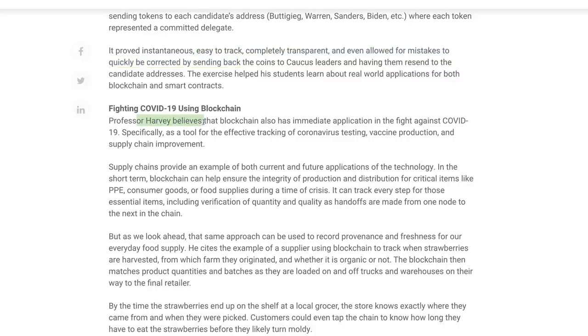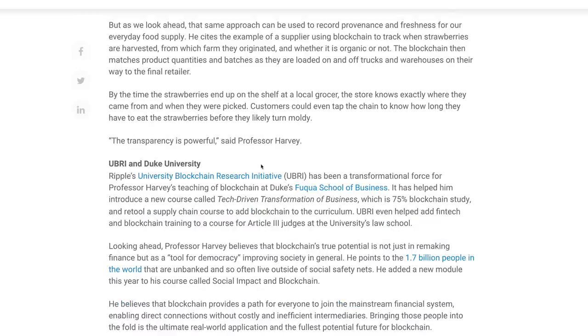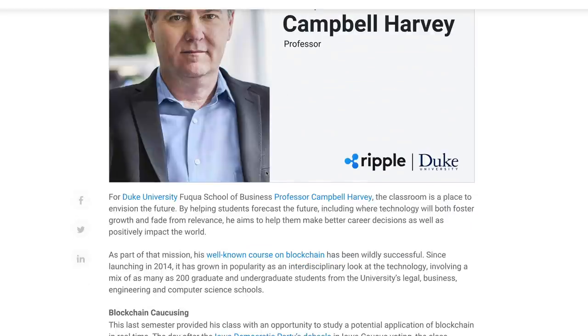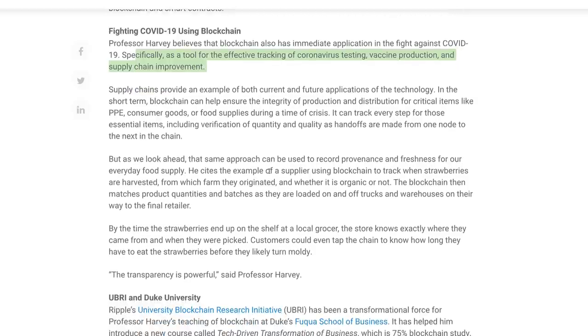Professor Harvey believes that blockchain also has immediate application in the fight against the virus, specifically as a tool for the effective tracking of testing, vaccine production, and supply chain improvement. So many use cases for the blockchain. And guys, this UBRI is a Ripple-led initiative. So they are the ones funding it. I wouldn't be surprised if a lot of these students are learning on the XRPL, obviously an open source system.